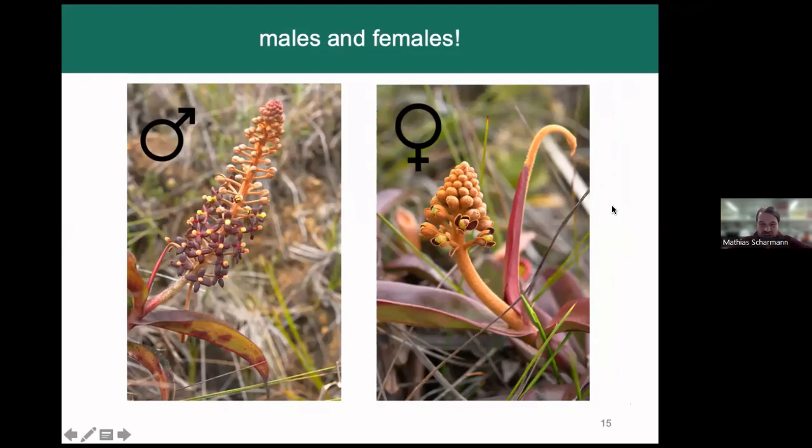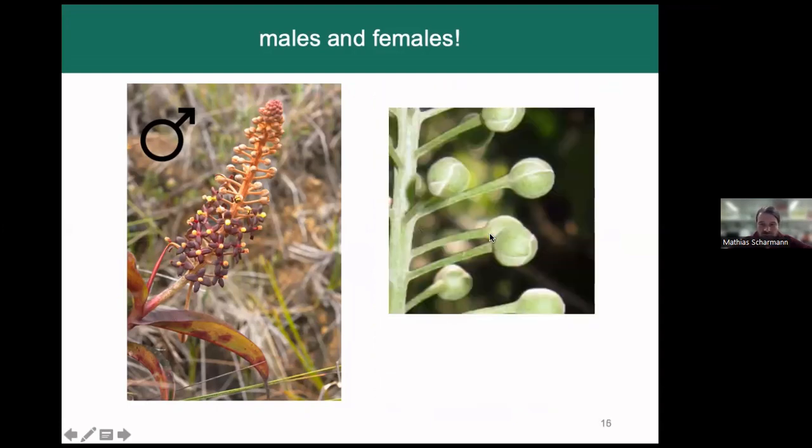So this is from the same species. This is Nepenthes lamii in Papua New Guinea, and here's a male inflorescence on the left and the female inflorescence on the right. To show you a bit more detail about these inflorescences, here's a close-up of male flower buds from a different species. Male flower buds in all species typically tend to be more or less round.